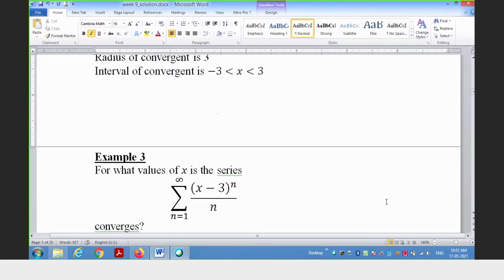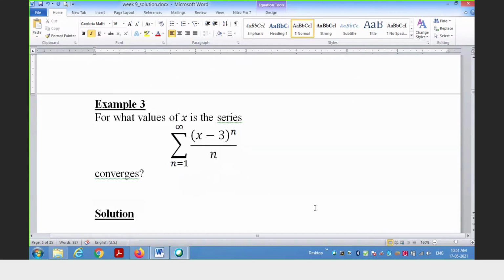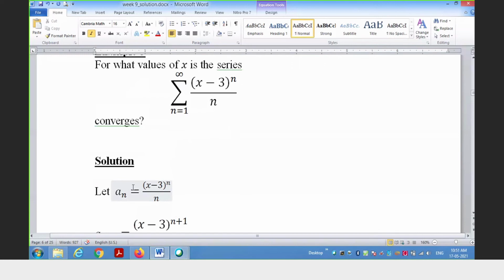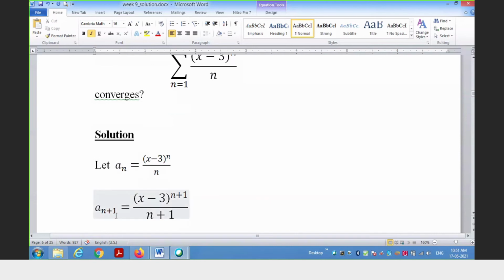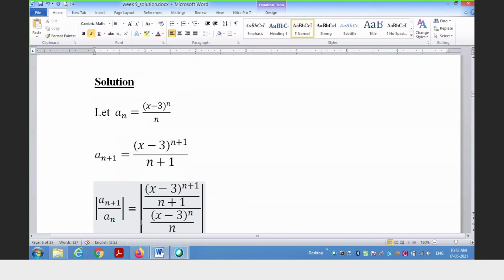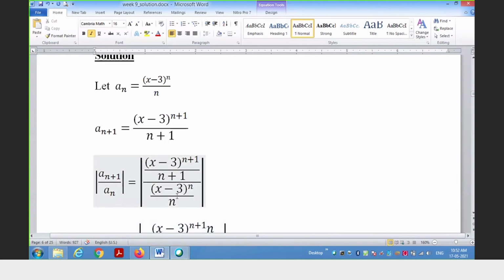Okay, example 3. We want to find the radius of convergence, the values of x that make this series converge. The same thing as before. So a_n equals (x minus 3) to the power of n over n. So a_(n+1) equals (x minus 3) to the power of n plus 1 over n plus 1. Take the ratio test. a_(n+1) over a_n equals (x minus 3) to the power of n plus 1 over n plus 1, divided by (x minus 3) to the power of n over n.